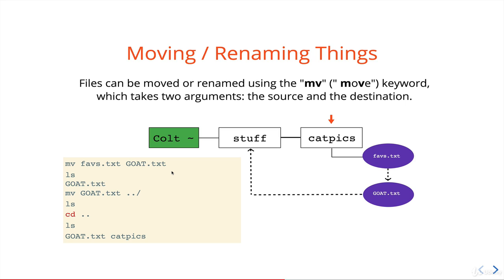So that's really all there is to move. I'd say the trickiest thing about it is just remembering what comes first. The target file or directory that you're trying to move or rename comes first, and then the second argument is the destination or the new name or both. So let's give it a shot.